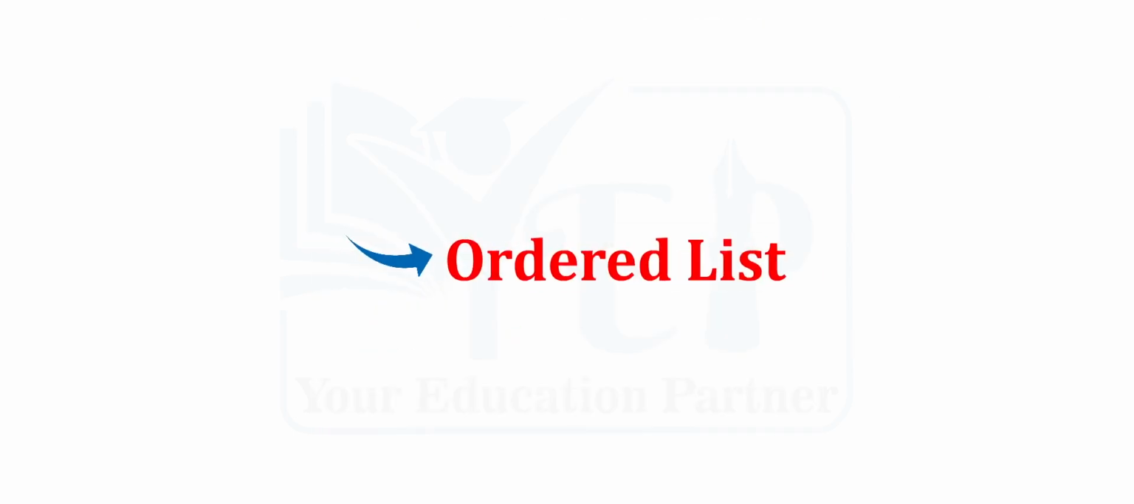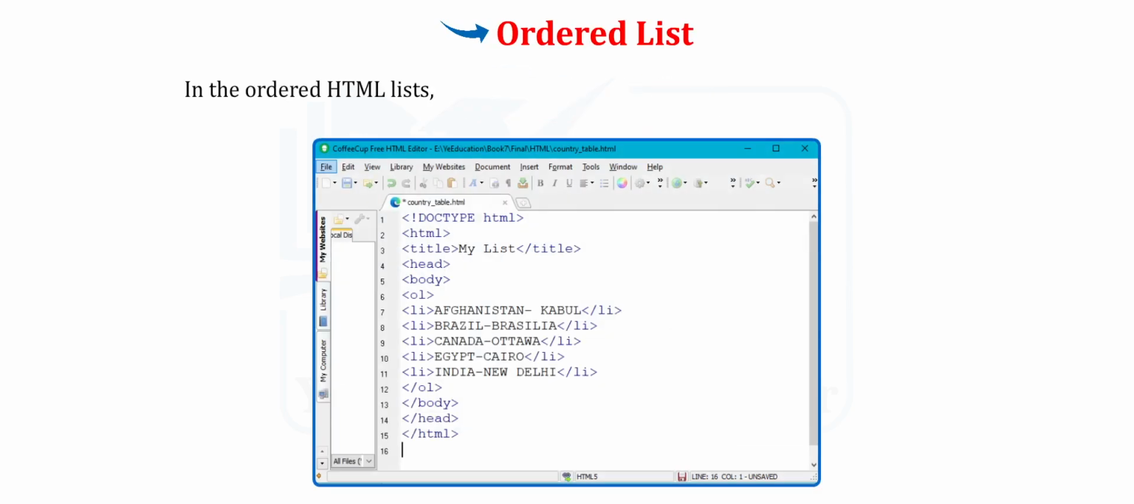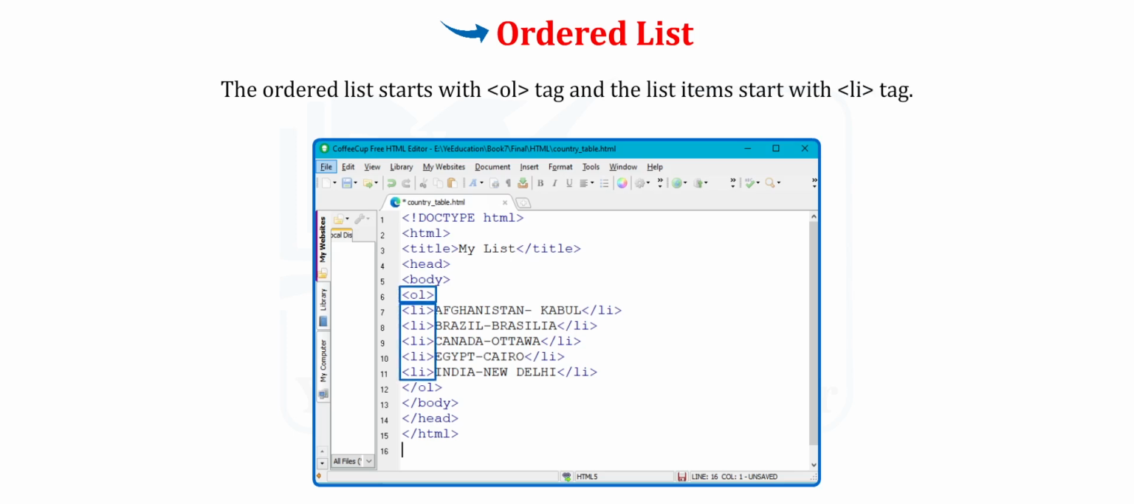Ordered list. In the ordered HTML list, all the list items are marked with numbers by default. It is known as a numbered list also. The ordered list starts with the OL tag and the list items start with the LI tag.